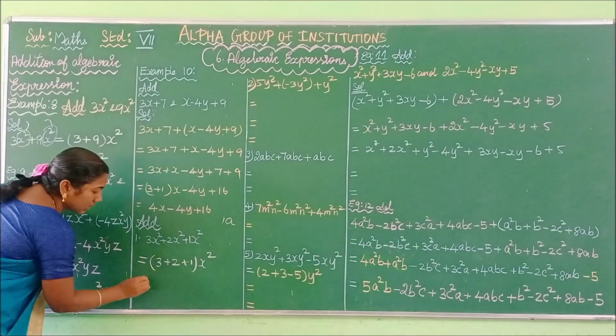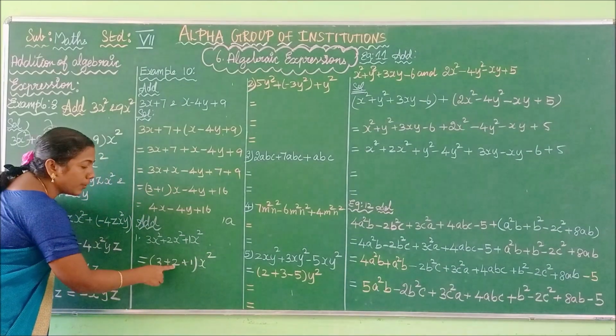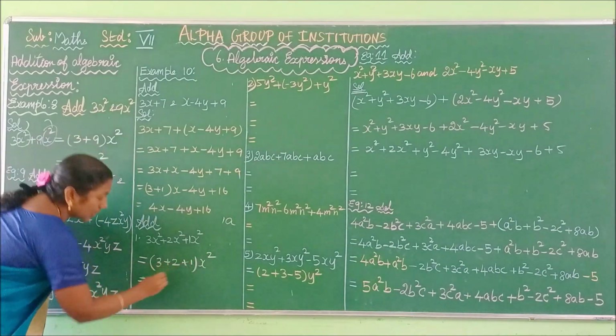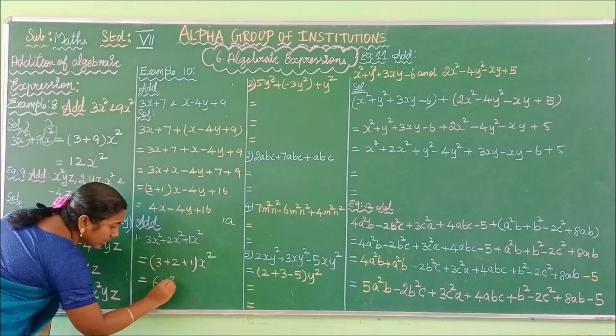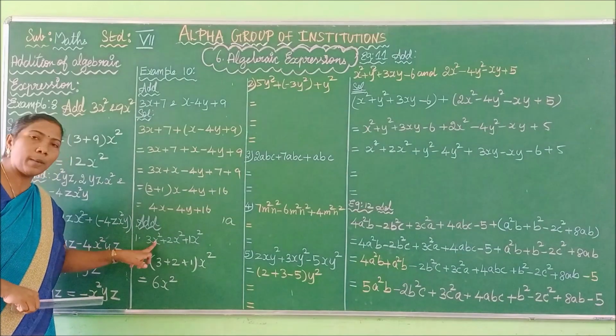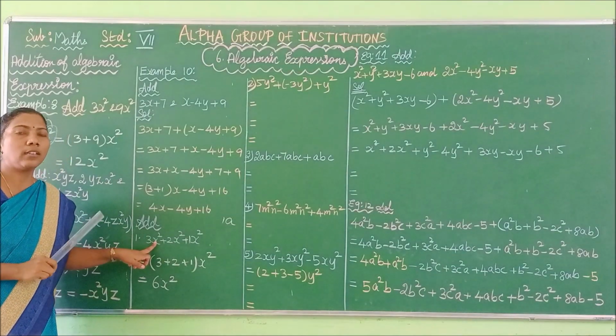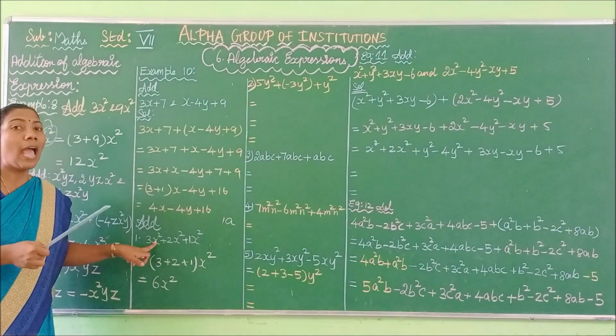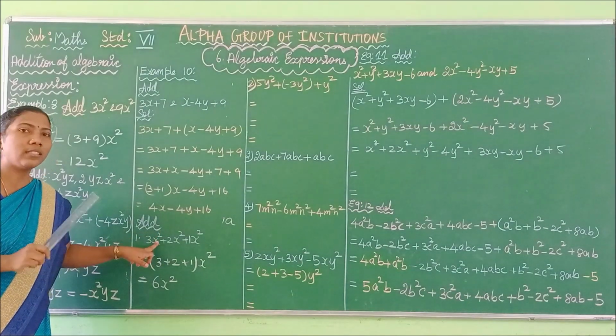So, what is your answer? 3 plus 2, 5. 5 plus 1, 6. So your answer is 6x square. Do you understand? We can also check our answer. See here, think of x square as an apple. Instead of x square, think of it as an apple.